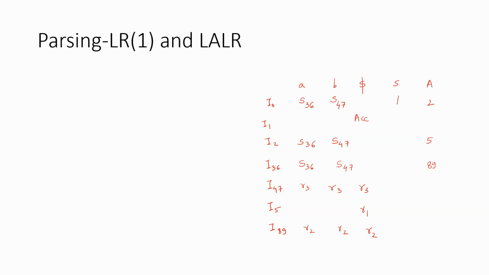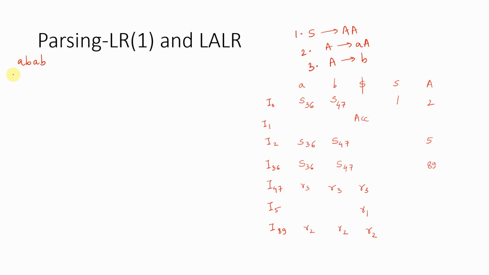This video will give you an idea of how to parse a string using LR1 and LALR parsing technique. Okay, so let's consider this parsing table along with the context-free grammar. Production number 1 is S gives AA, production number 2 is A gives AA, and the third production is A gives B. Okay, so I'll consider one string as AB.